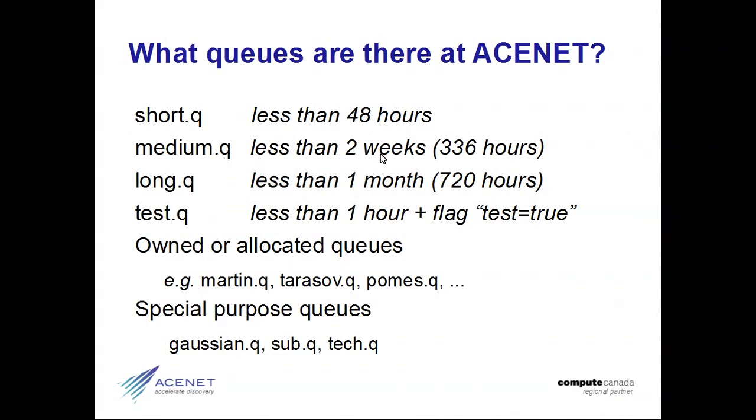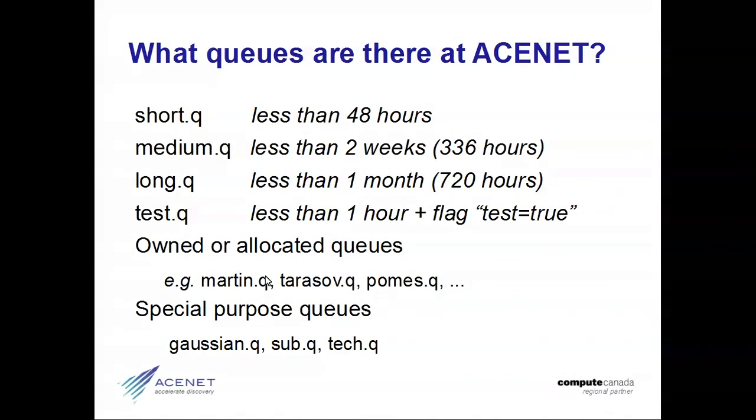Short queue will take jobs of 48 hours or less. Medium queue will take jobs of 2 weeks or less. Long queue will take jobs of a month or less, 720 hours. Obviously, any job that's less than 48 hours is also less than 2 weeks and less than a month. So any job that qualifies to go into the short queue part of the cluster also is allowed to go into medium queue or long queue.